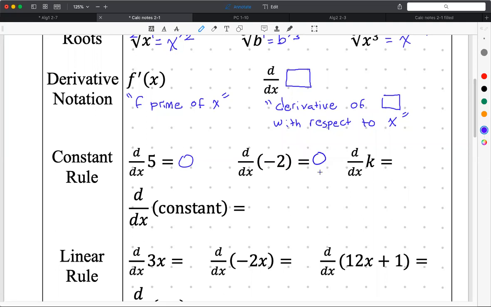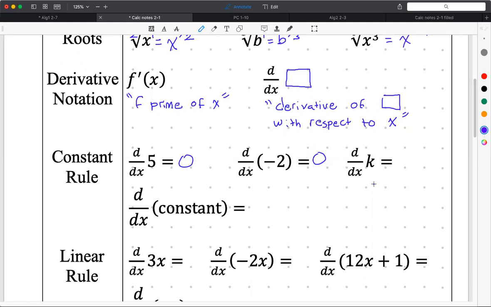And then Chris, how do I pronounce this thing over here? This d dx of k. Derivative of k with respect to x. There it is. Yeah. And I put this in the homework too. But k, if there's no x, there's no number in the bottom, then it's a constant. If this was an x, then that would be the variable. But this k, k for constant, it represents a constant.